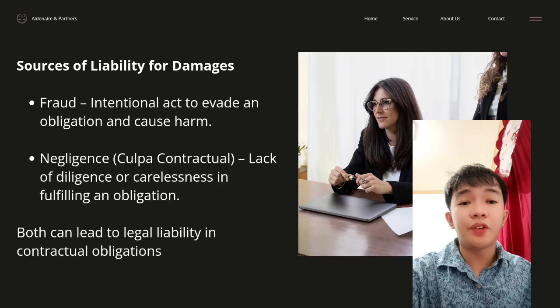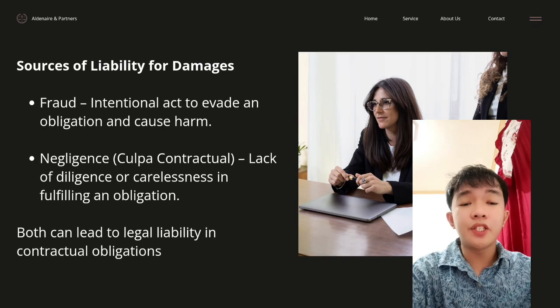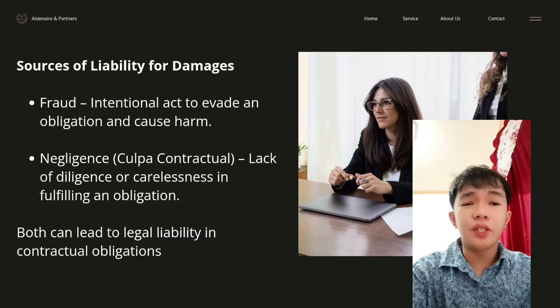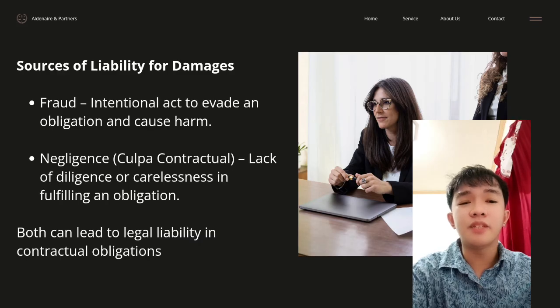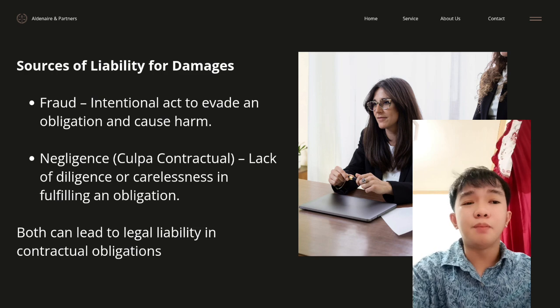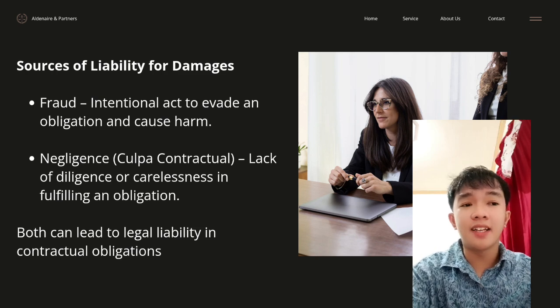Sources of liability for damages. Fraud refers to an intentional act where one party deliberately tries to avoid fulfilling their obligations and in doing so causes harm to another party. This could involve deceit, misinterpretation, or any dishonest behavior meant to manipulate or cheat someone. An example: if a business intentionally hides important information or makes false promises to avoid delivering goods or services as promised, they are committing fraud.